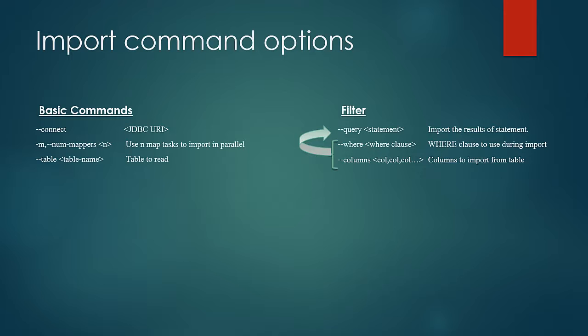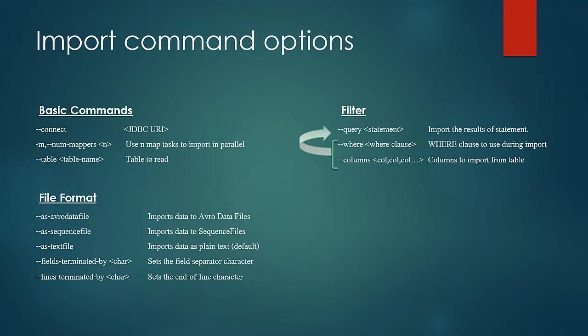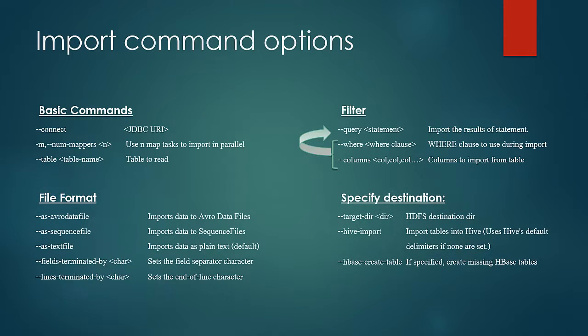Now let's look at the import formats. We can import the data as Avro, or as binary sequence files, or as delimited text. With delimited text files, you can control the delimitations as well by using the arguments fields-terminated-by and lines-terminated-by. Then we can control the target directory as someplace in HDFS using target-dir, or the Hive data warehouse using hive-import. Or we can directly create a table in HBase using hbase-create-table.